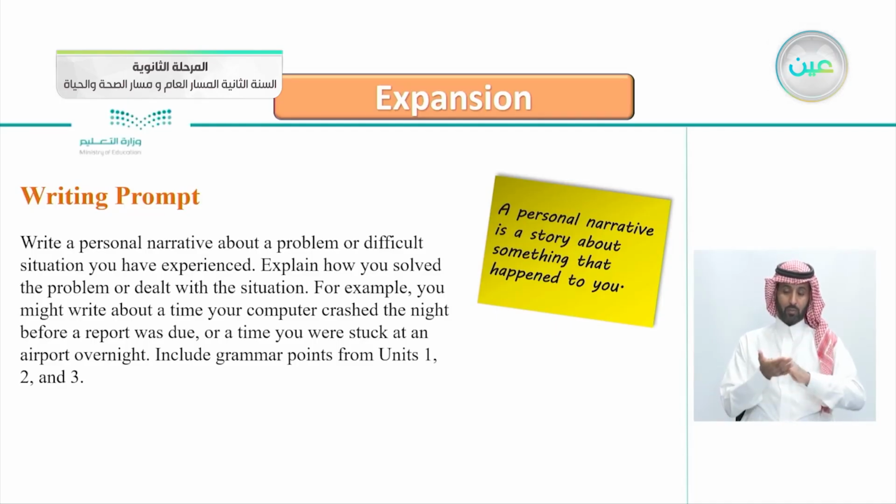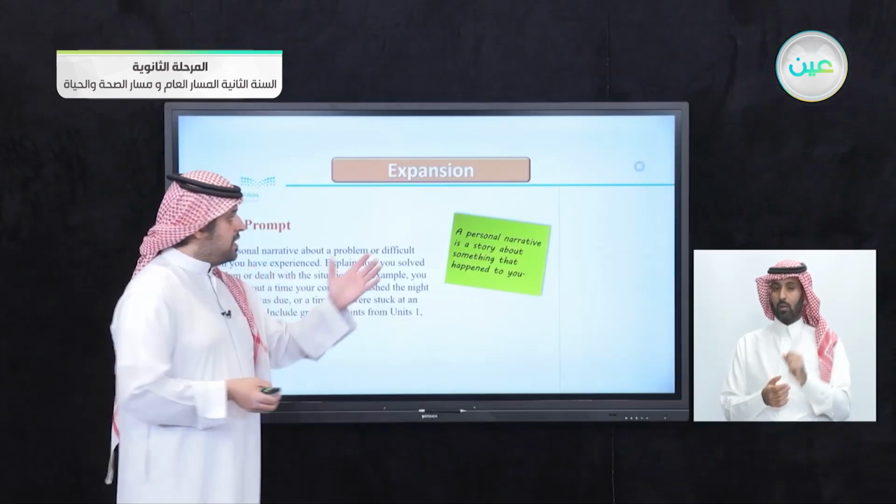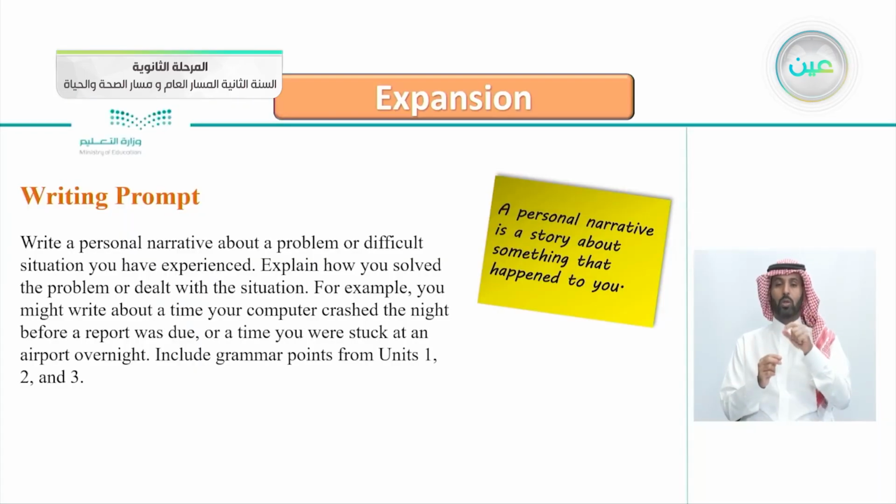Here's a writing prompt, but before we do that, this is a note here. Let's read it together. A personal narrative. What is a personal narrative? It's a story about something that happened to you. When you write a personal narrative, you write about a story that happened to you. So here's the writing prompt. Write a personal narrative about a problem or a difficult situation that you have experienced. Explain how you solved the problem or dealt with the situation.